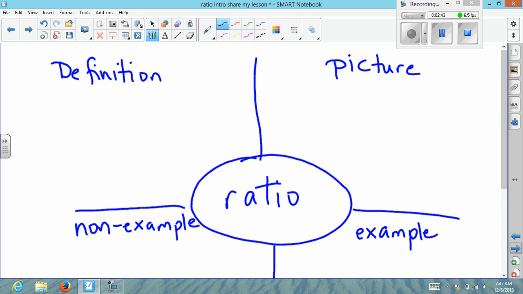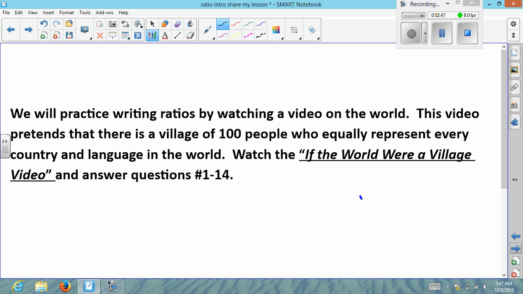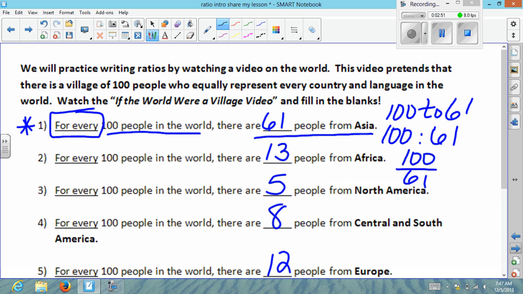Okay. So your homework for the first night of class was to make a vocabulary model about ratios. Then we watched the video If the World Were a Village. When we were watching the video, we found that for every 100 people in the world, there were 61 people who were from Asia. So if I make a ratio of that, I would say 100 to 61.